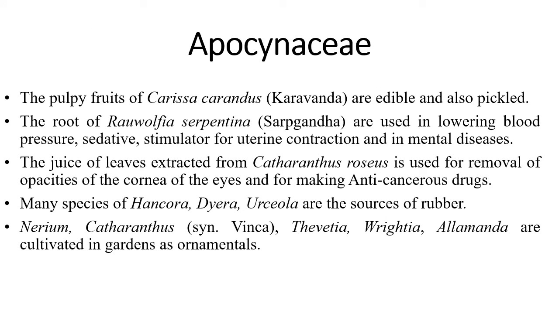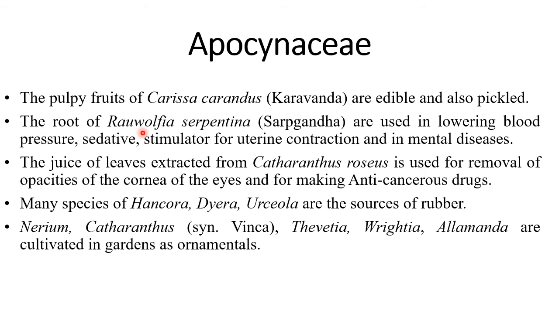In this slide, let us discuss the economic importance of family Apocynaceae. The pulpy fruits of Carissa carandas, Marathi name of this plant is Karvanda, and its fruits are edible. In the months of May and June, it has fruits. These fruits are edible, very delicious, and these can also be pickled for further use throughout the year.